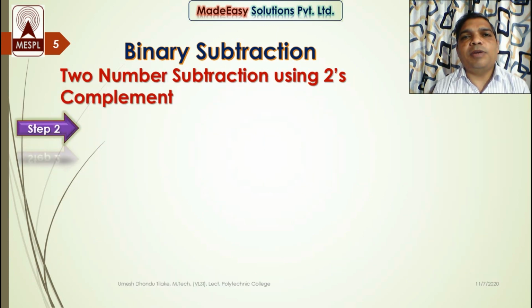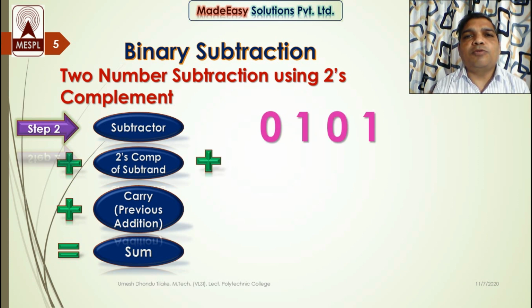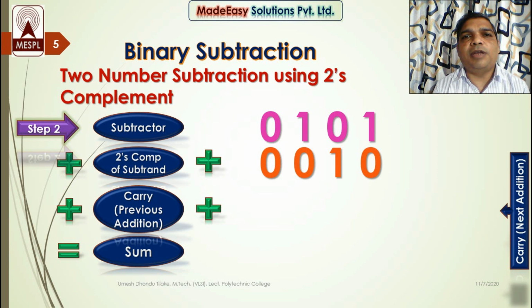So in step 2, let's add the 2's complement we got in step 1 to the subtractor. So arrange the equation first. Now if you see, this is basically an addition operation. That means addition is giving us subtraction, and this is the speciality of these complement techniques. So put the subtractor over here, that is 0101, and then add the 2's complement we got in step 1, that is 0010. Also add the carry generated in the previous addition, put it for the next bit addition, and it will give me the result over here.